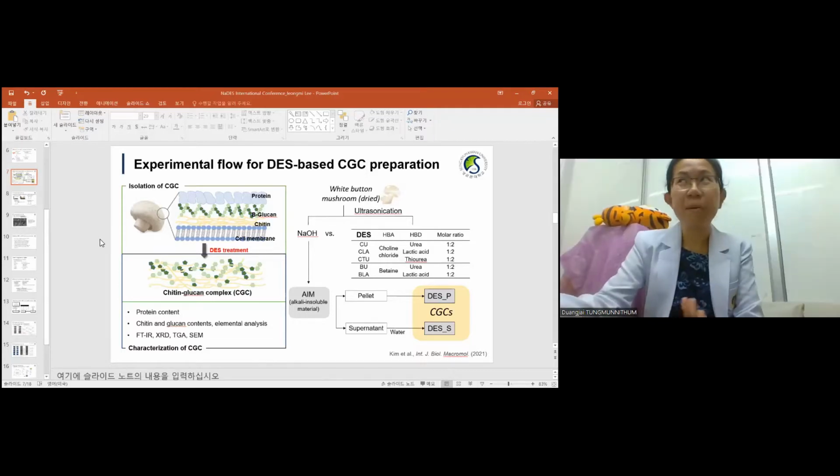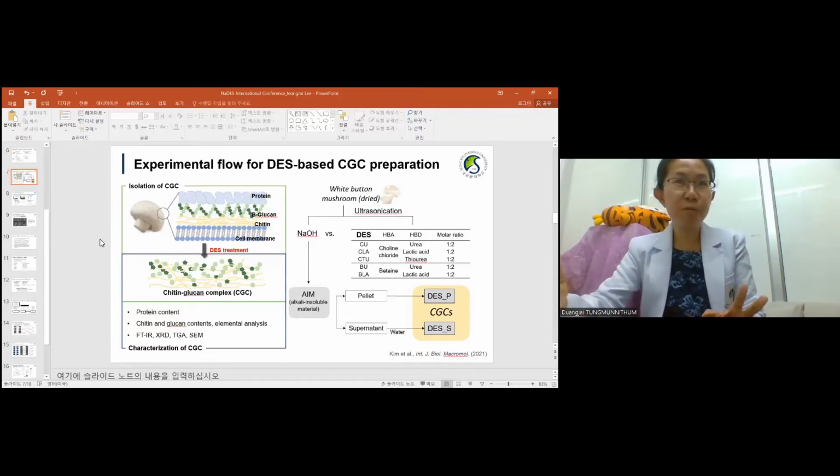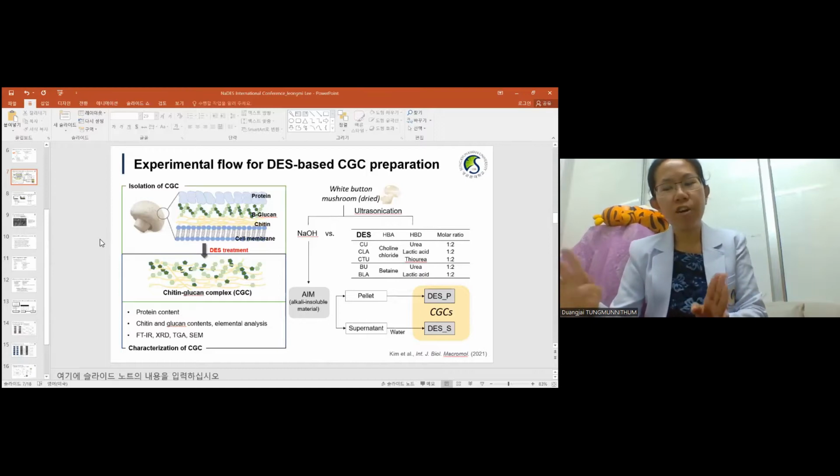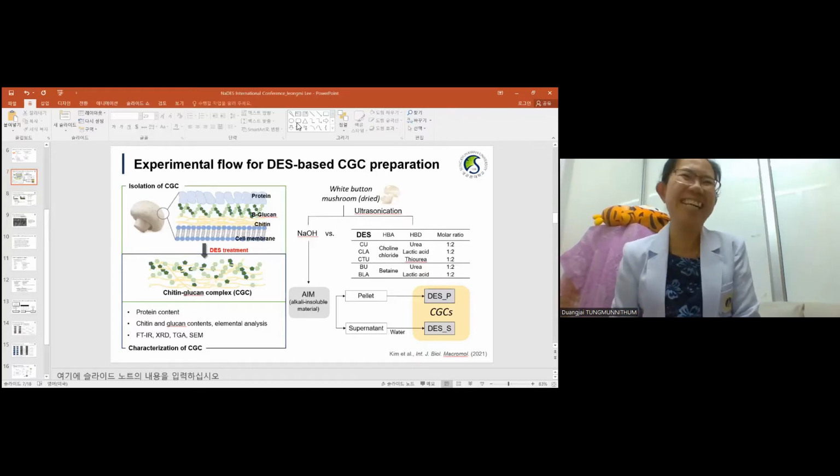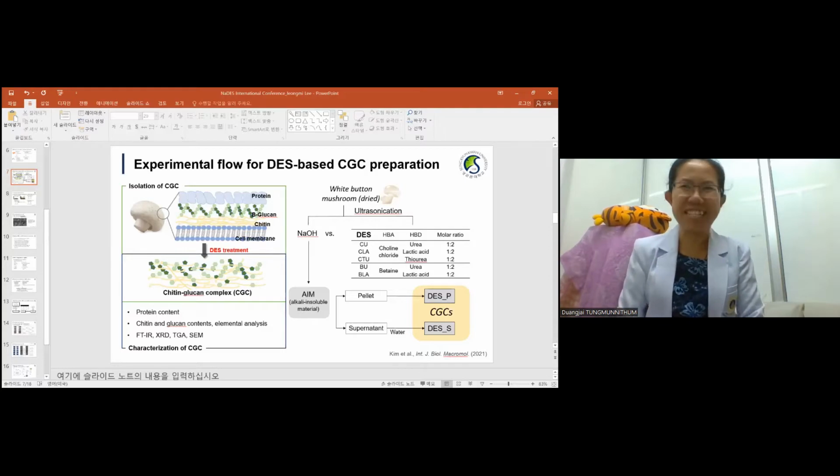Yeah, I really agree that you use a low-value mushroom, not a mushroom of high economic value, because in this way you can increase the value of the raw material. It's really clever and nice.